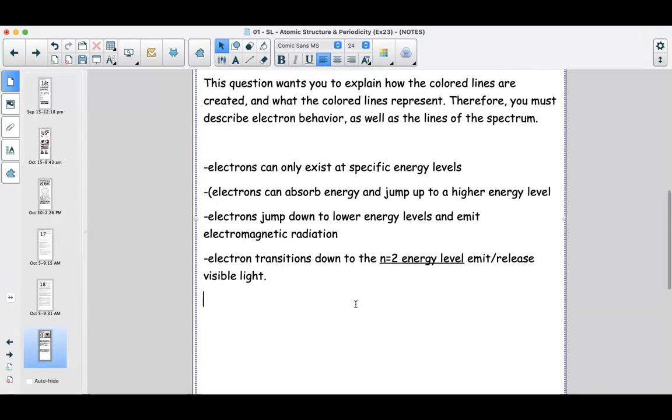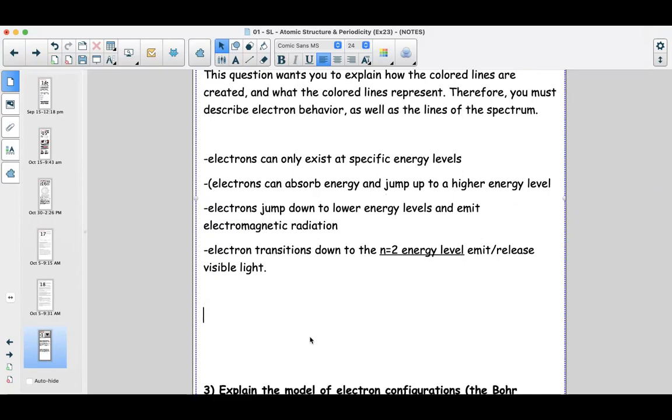Okay, what else do we have to explain? There are other things that we could say. Why do the lines get closer together at the higher energies? Well, that's because the energy levels themselves are getting closer together at higher energies. So as the electrons make bigger and bigger jumps, the differences between those jumps are getting smaller. So electrons transition down to n equals 2 to emit visible light, and the energy levels converge at higher energies, or farther from the nucleus.